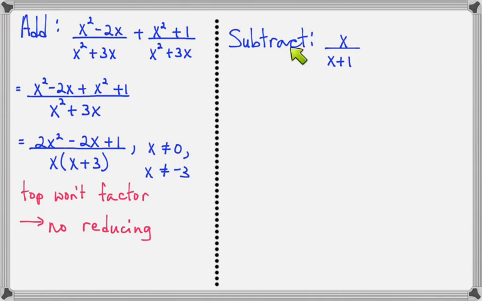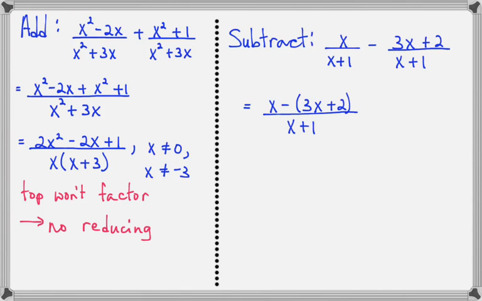Alright, let's go ahead and look at a subtraction problem. Let's do x over x plus 1 minus 3x plus 2 over x plus 1. So I'm going to be combining these numerators, but we have this same situation where we have a minus. We have to make sure and put this whole second numerator in parentheses to make sure the whole thing gets subtracted. And then I've got my same denominator of x plus 1.